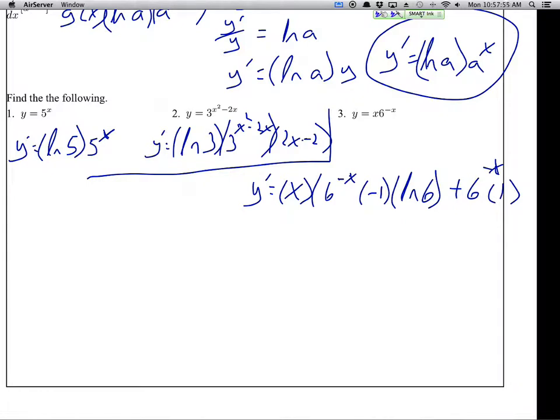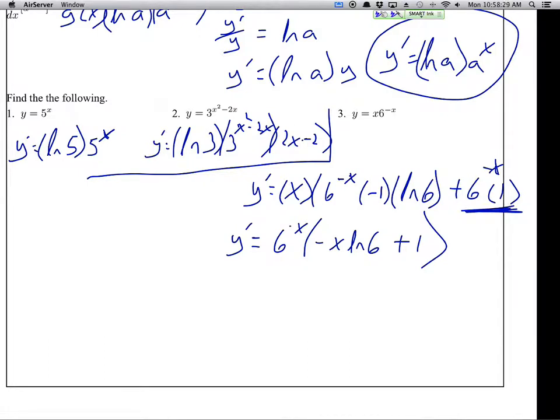Now, we use the product rule with an exponential, so what should we be able to do? Take out the exponential. So 6 to the negative x comes out. And that leaves me with negative x ln 6 plus 1. First times derivative. If I take the 6 to the negative x out, what's left?